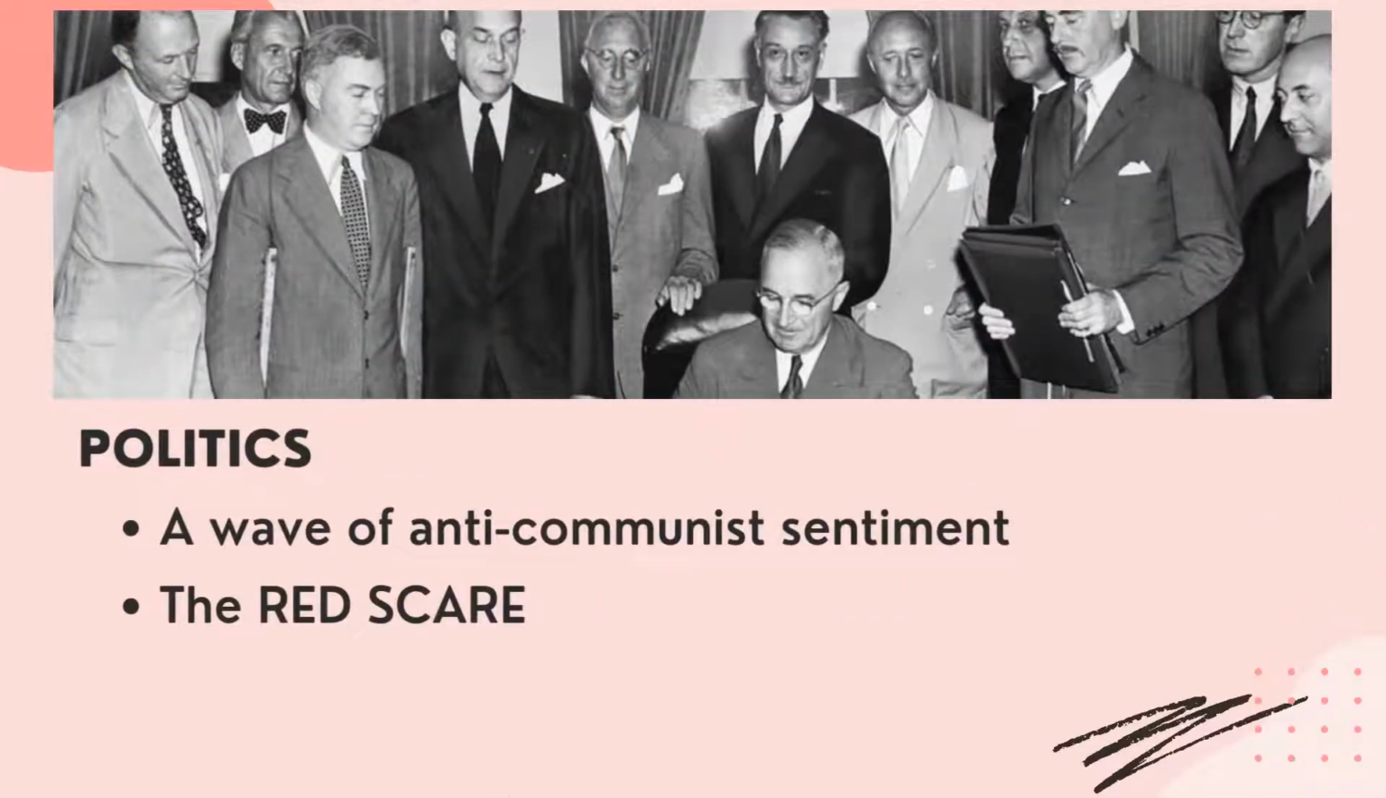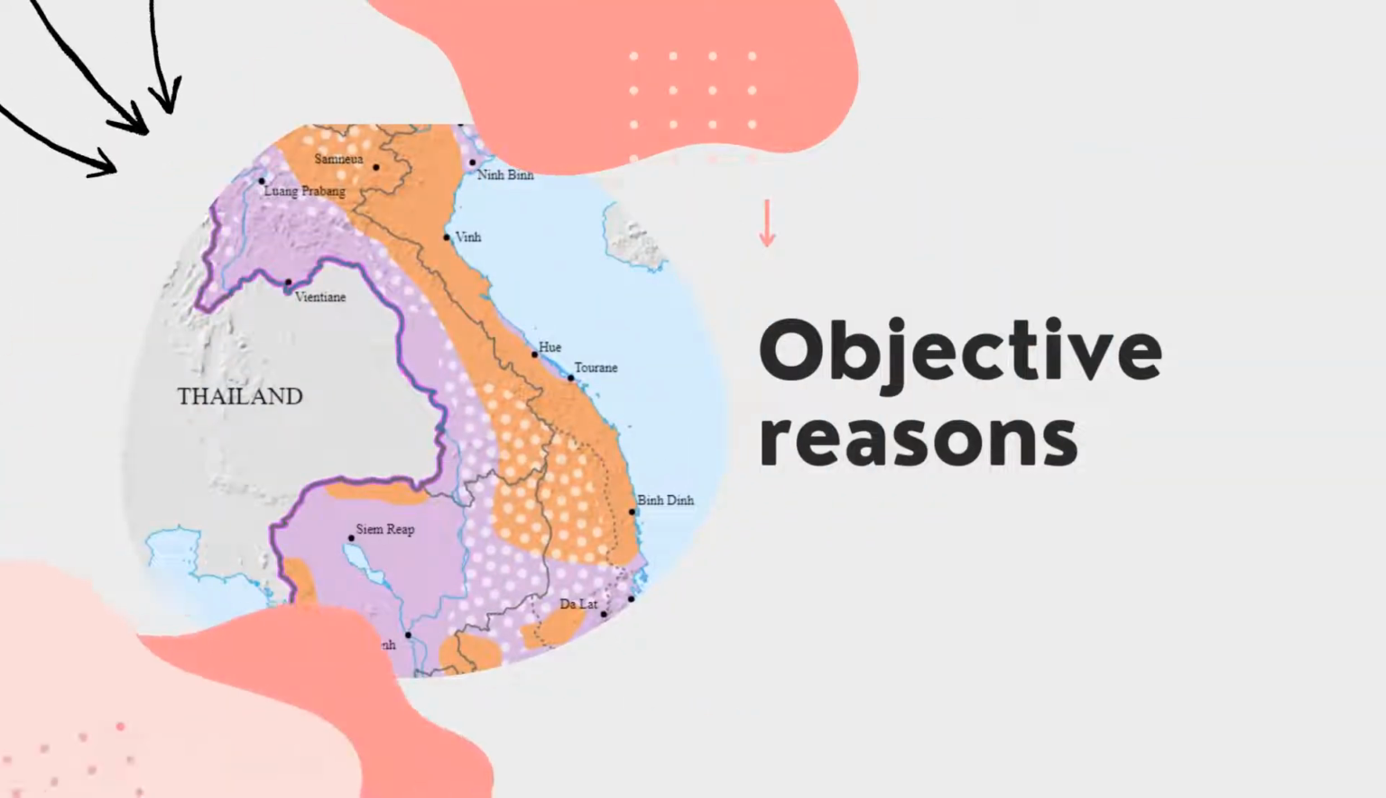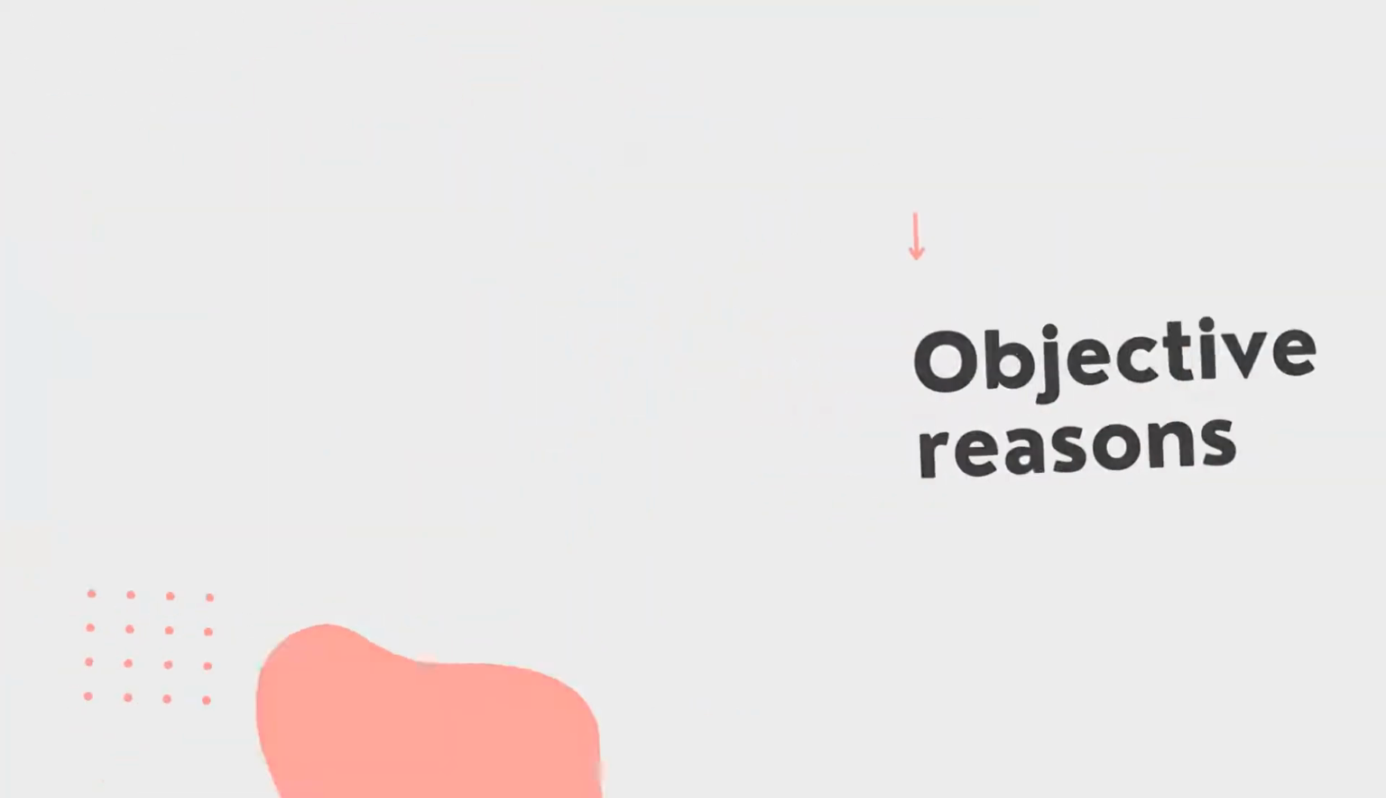Besides economy, politics plays a very important role in the US decision to launch a war in Indochina. Following World War II was a wave of anti-communist sentiment. There were fears of communist subversion in the United States, also known as the Red Scare. Now, please have a look at objective reasons.